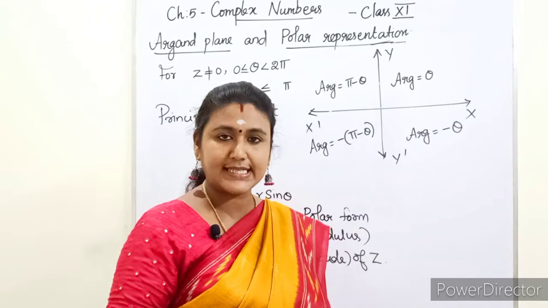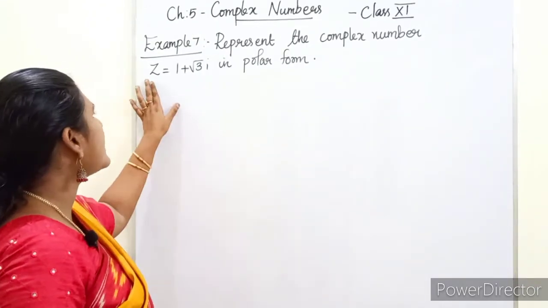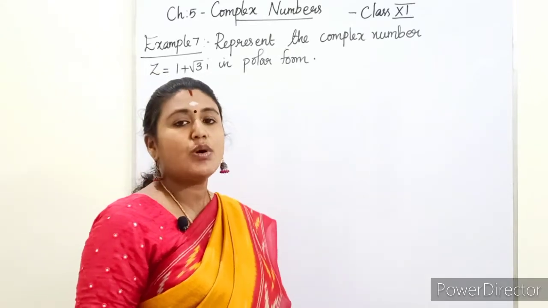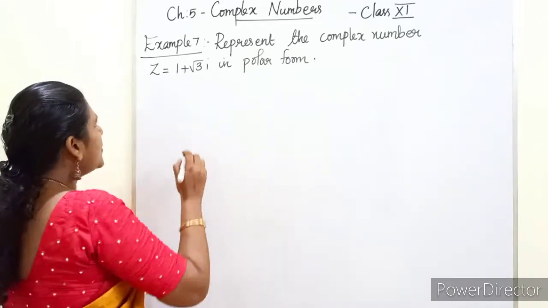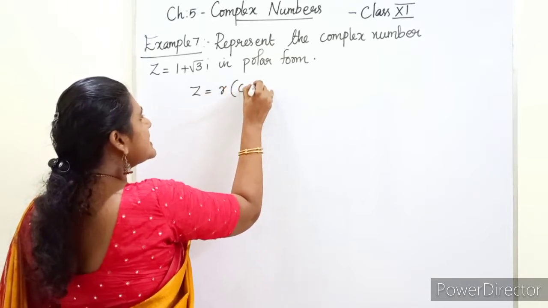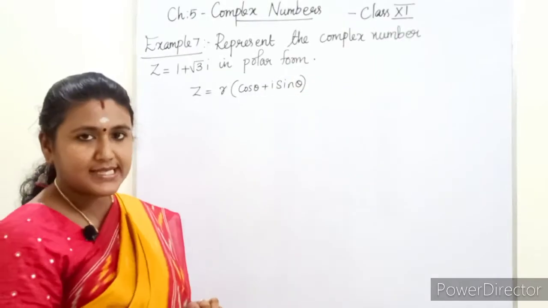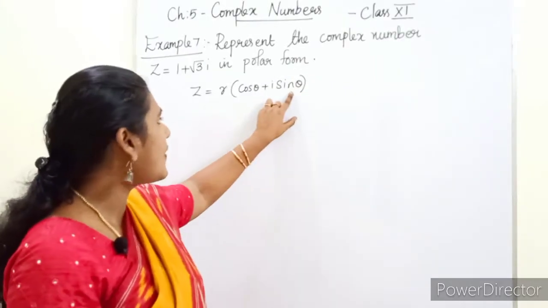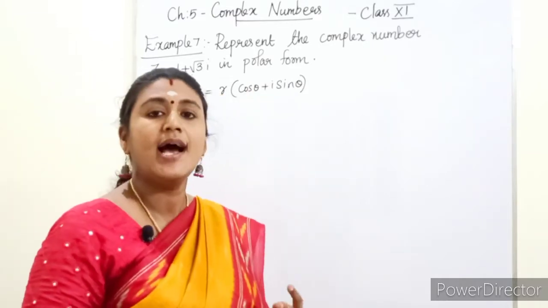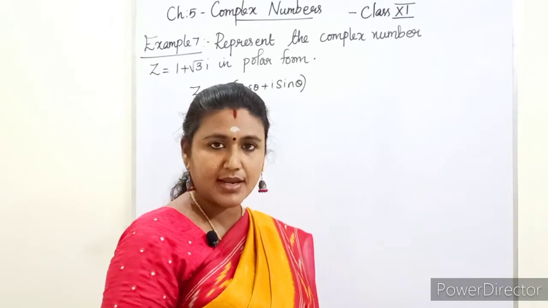Now we will see a few example questions. Example 7. Represent the complex number z is equal to 1 plus root 3i in polar form. What is the polar form of a complex number? You know, z is equal to r cos theta plus i sin theta. So if you want to find the polar form, you need to find the r and theta values. If you know r and theta, we can represent the complex number in polar form.